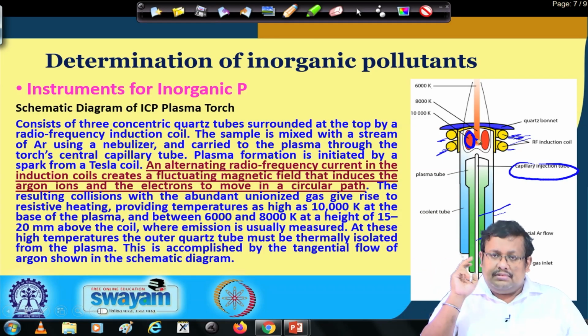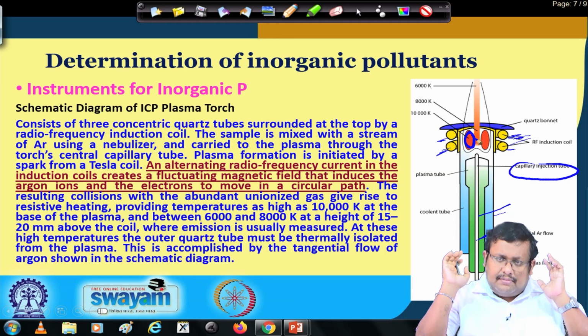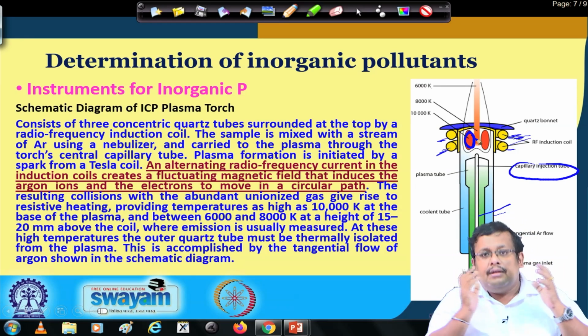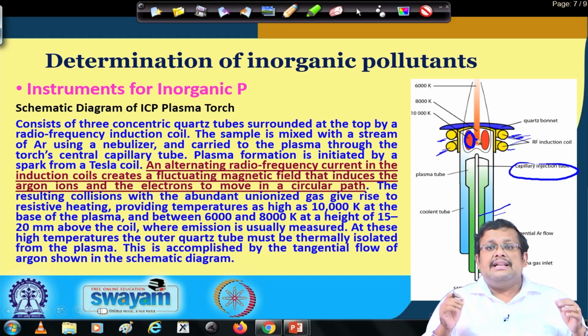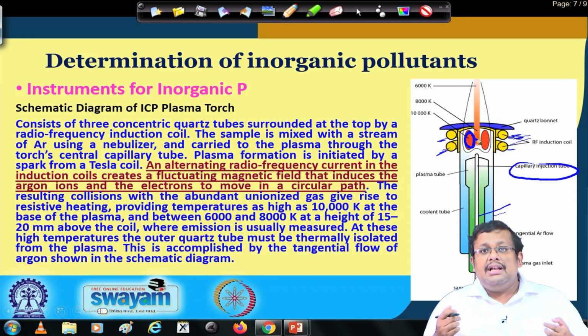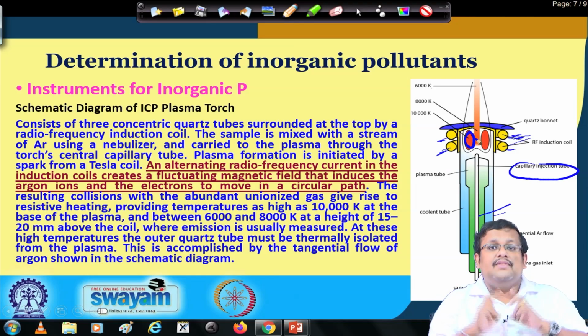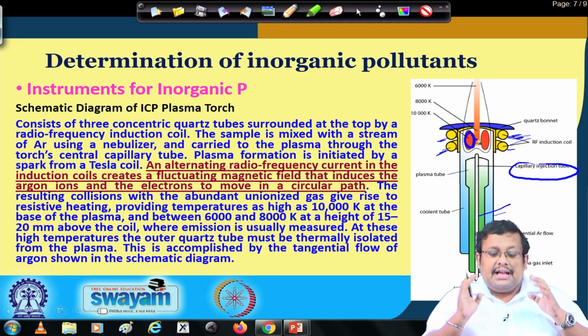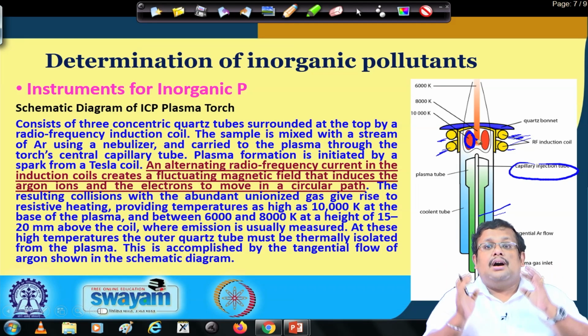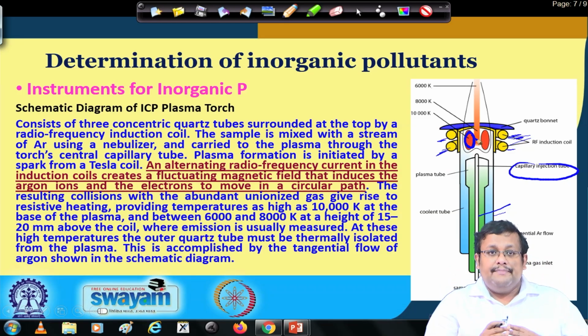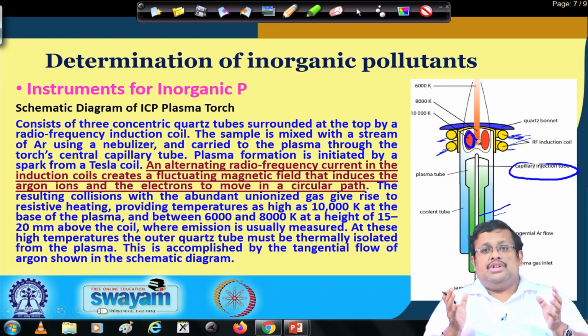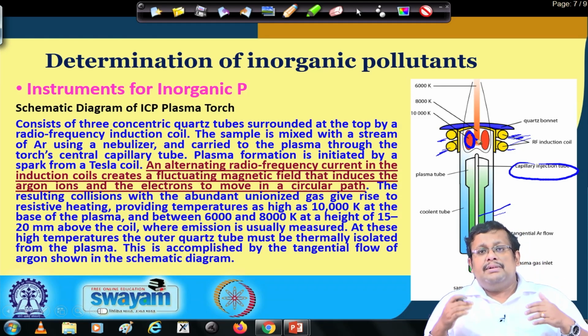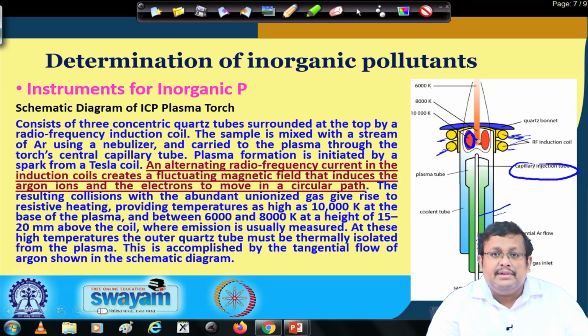So, the argon is introduced to create the plasma. The plasma is created by igniting it with the Tesla coil and creating a circular flow of this argon by inducing a radio frequency current in the radio frequency coil, and there is resistive collision with the unionized gas creating a high temperature. This plasma and high temperature help in the complete evaporation and complete dissociation of the elements present in the aerosol.